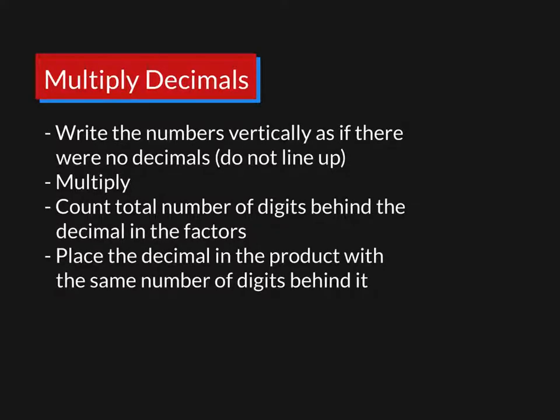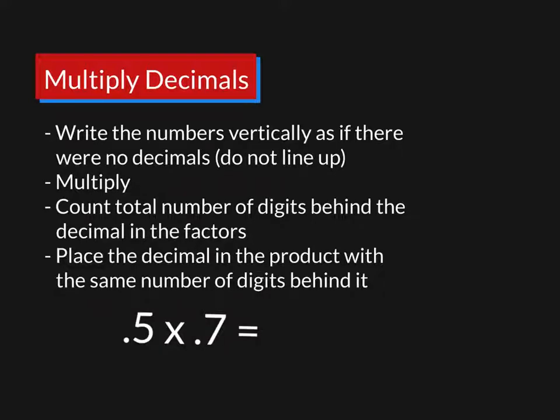You're going to start by writing the numbers vertically, just as if there were no decimals at all, so you don't line anything up in this case. Then you're going to multiply, just as you would with whole numbers. Now you're going to count the total number of digits behind the decimal in the factors, and then place the decimal in the product with the same number of digits behind it. So if that sounds complicated, let me show you a couple examples.